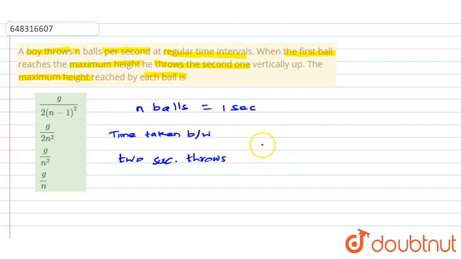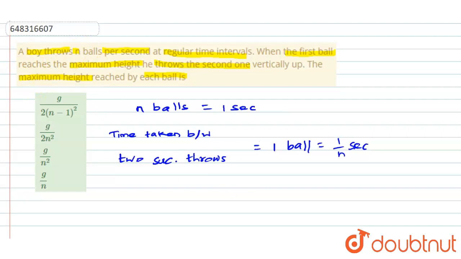So, one ball, n comes to the right hand side. So, we get one ball thrown in 1 by n second. What is being asked here is the maximum height reached by the ball. The formula for maximum height is u square by 2g.